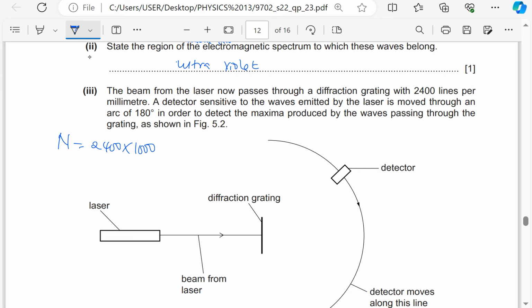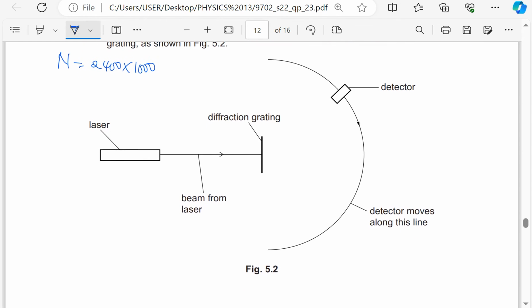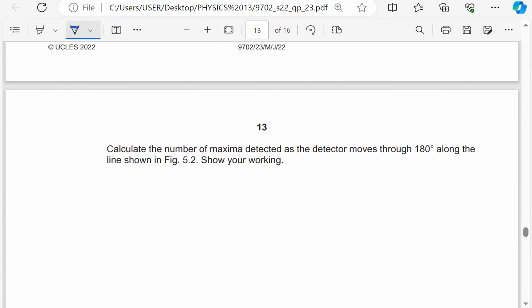A detector sensitive to the waves emitted by the laser is moved through an arc of 180 degrees in order to detect the maxima produced by the waves passing through the grating as shown. Calculate the number of maxima detected as the detector moves through 180 degrees along the line shown in the figure. The number of maxima, of course, when n is maximum, for any maximum, theta should be 90 degrees.